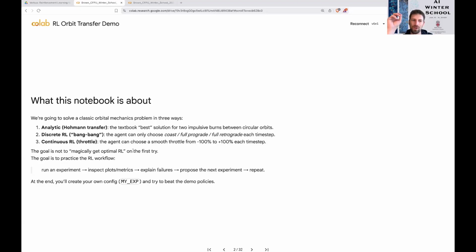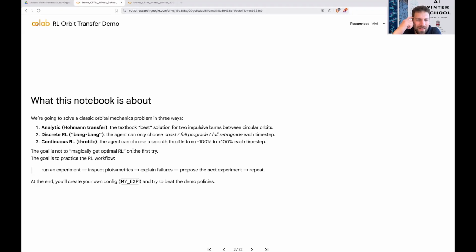And then we're going to do two reinforcement learned agent solutions. One is the discrete case where it can only do coast, full prograde, full retrograde. And then the third is a continuous RL solution where it can actually choose a smooth throttle between minus 100% and plus 100% at each time step. So again, it's probably not going to be the optimal solution on the first try, but in practice, we can get pretty close to optimal, given the way that I've fine-tuned the parameters for the run.